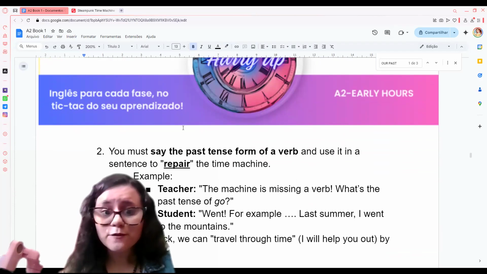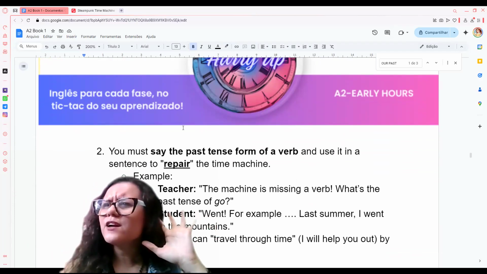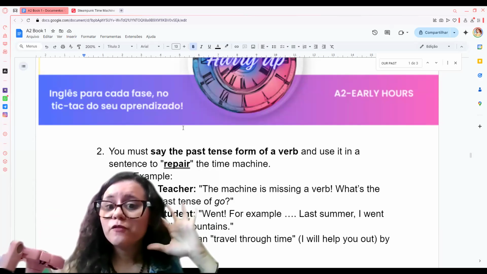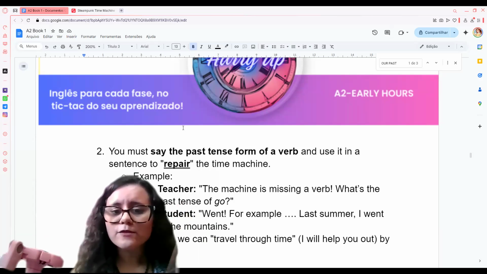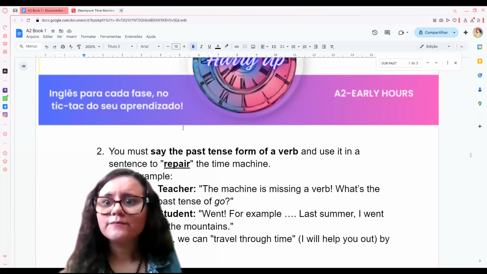What is the past tense of go? Correct. Went. For example, last summer, I went to the mountains. What about you? What did you do last summer?